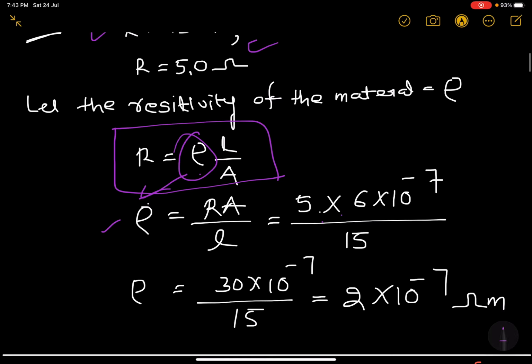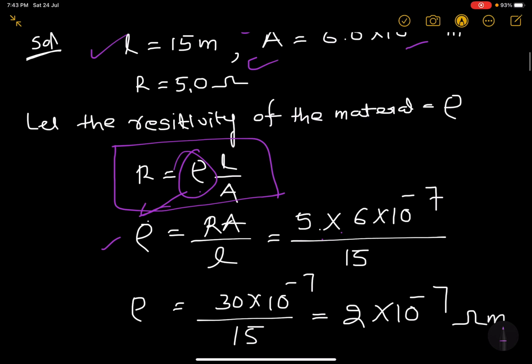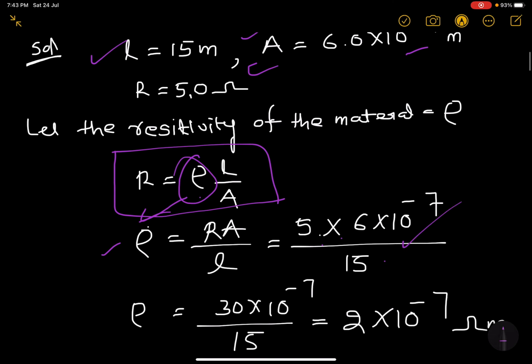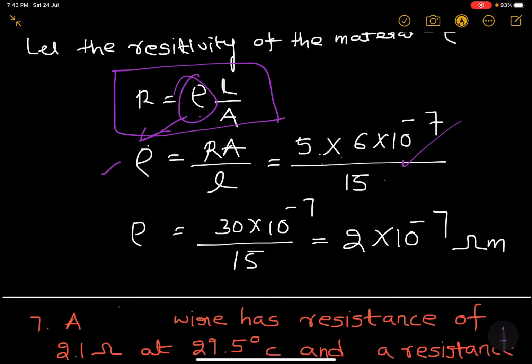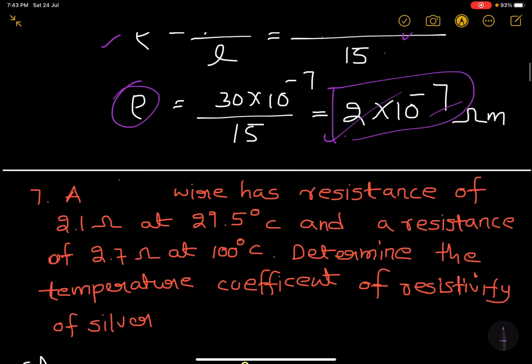So I substitute the above data in the formula. Rho equal to 5 into area 6 into 10 to the power of minus 7 by length 15 centimeter. Then we are getting rho equal to 5 sixes are 30 into 10 to the power of minus 7 by 15. Then 15 twos are 30. That is 2 into 10 to the power of minus 7. This is the answer. Next question.